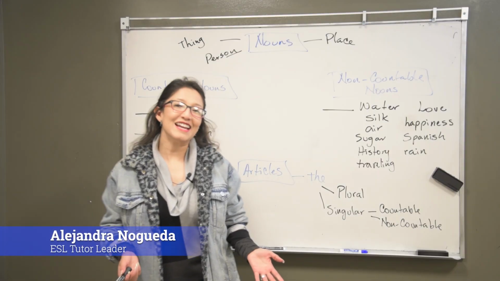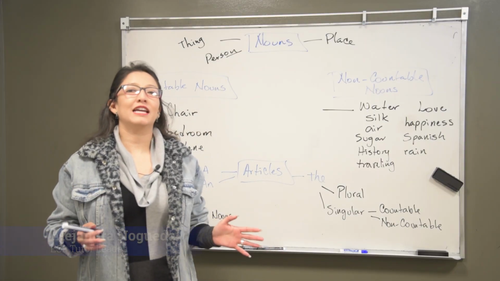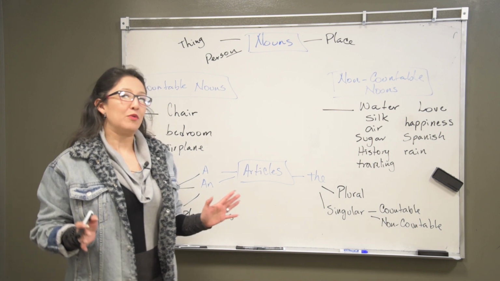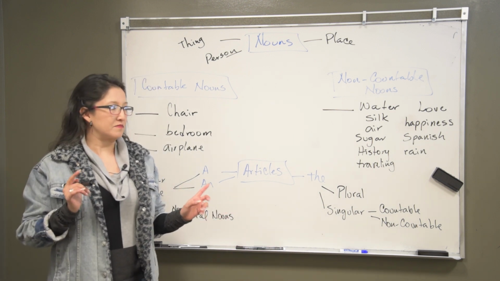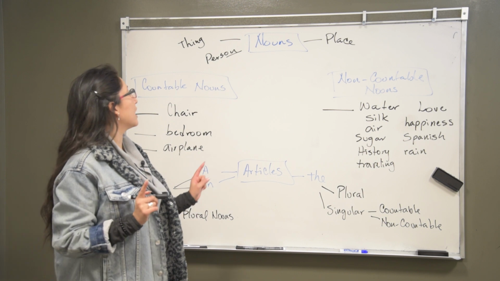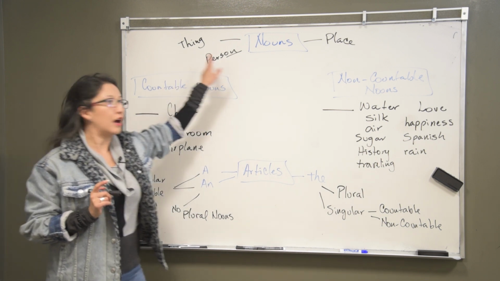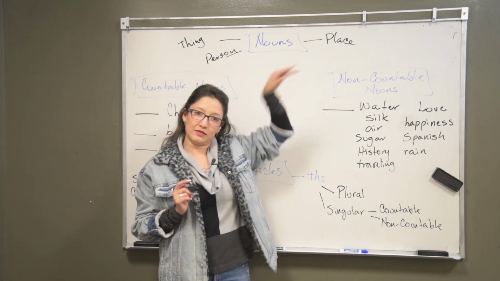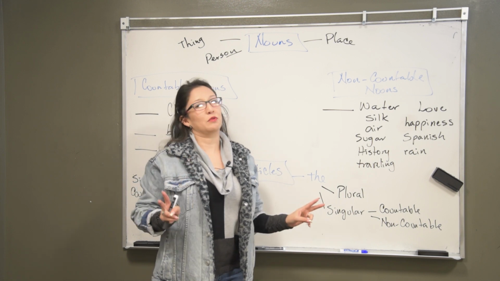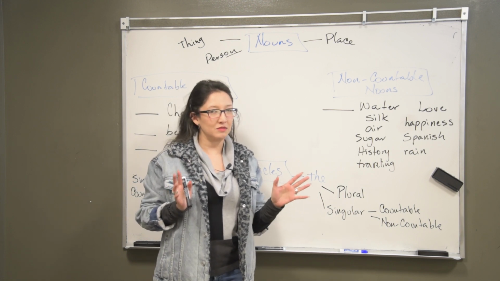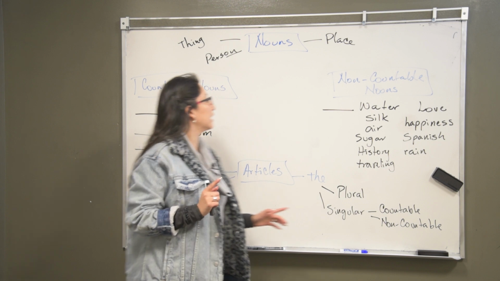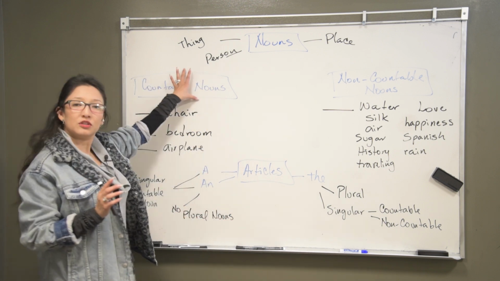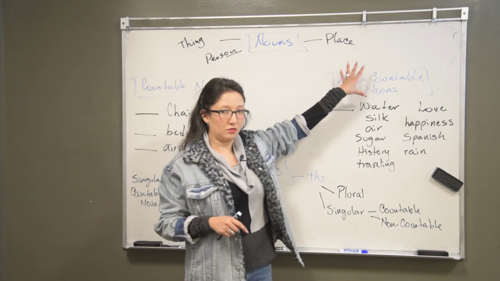Hi everyone. Now we are going to continue talking about nouns, okay? But let's remember what is a noun, okay? A noun can be a thing, a person, or a place. Now, we have different types of nouns, and that's the thing that sometimes is a little bit tricky for a student, okay? So, we have countable nouns and non-countable nouns.